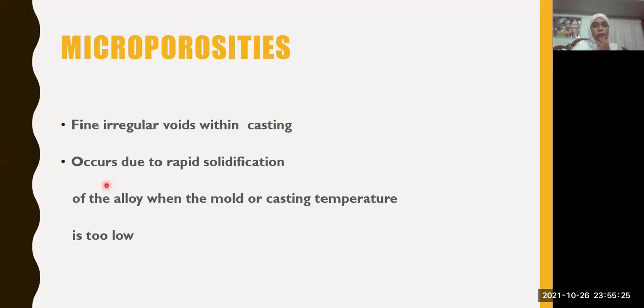Then you have microporosities, which are fine irregular voids seen within the casting because of the rapid solidification of the alloy when the mold or casting temperature is too low.